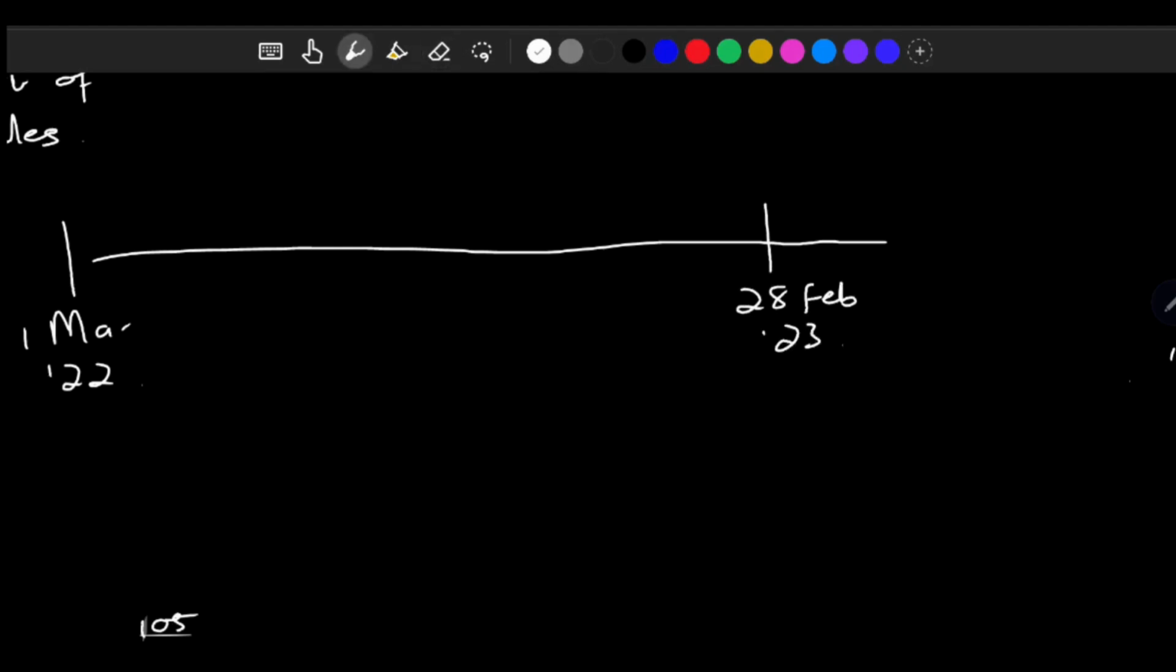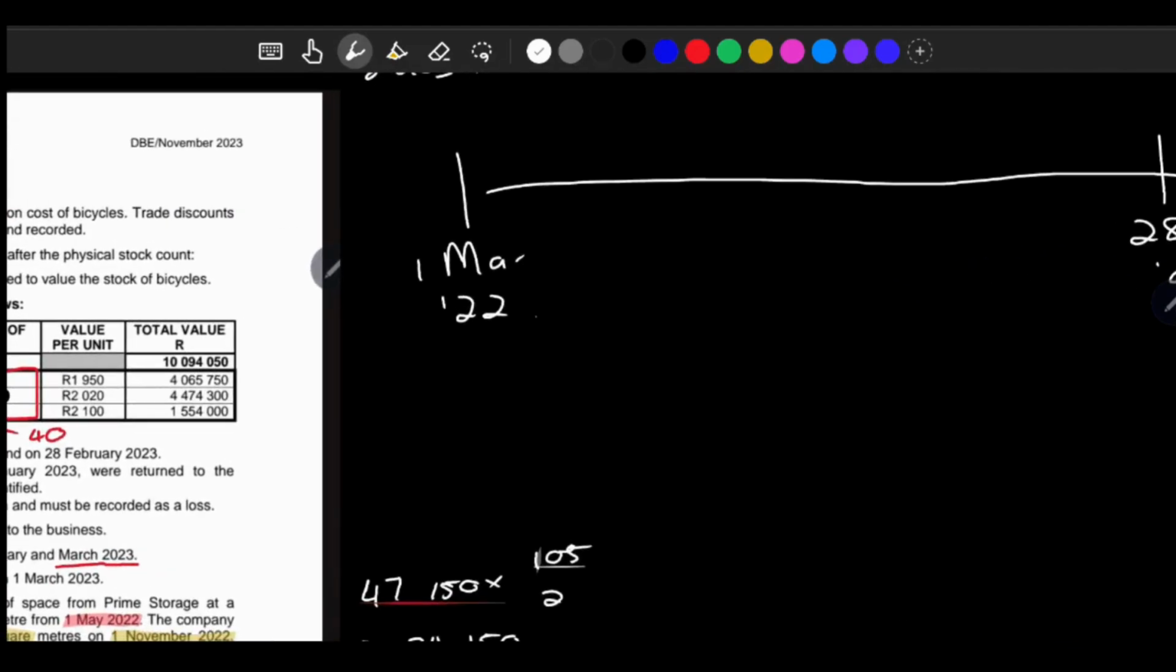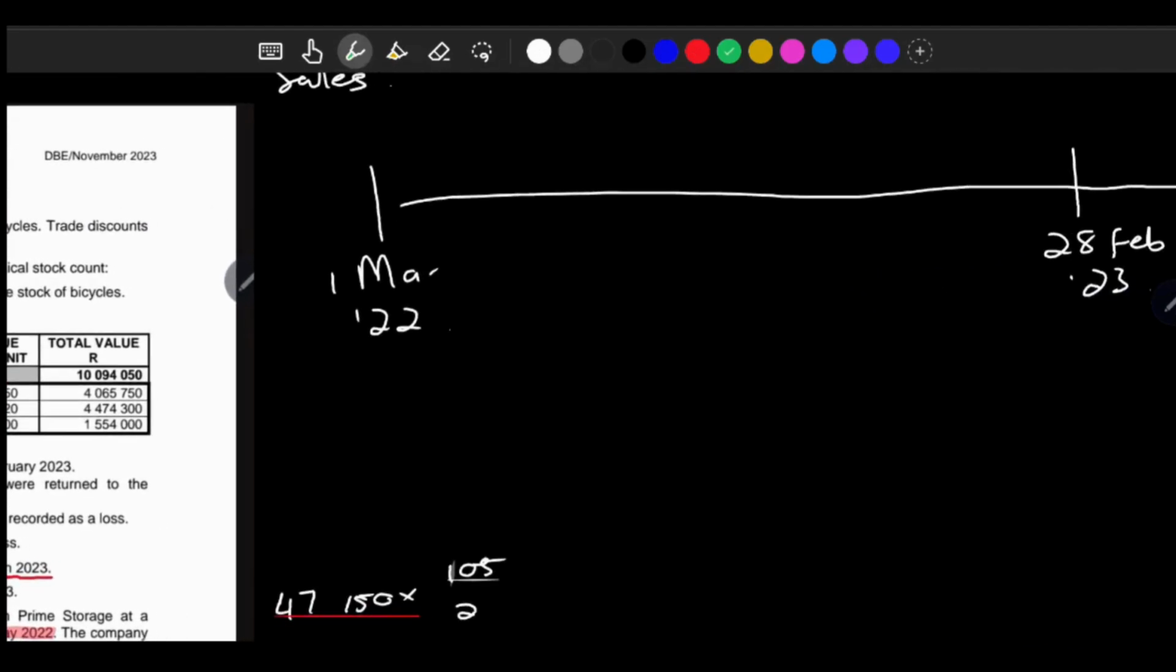up until 28 Feb 2023, right? The company started renting from Prime Storage on 1 May 2022. So we'll do that as green. 1 May 2022.